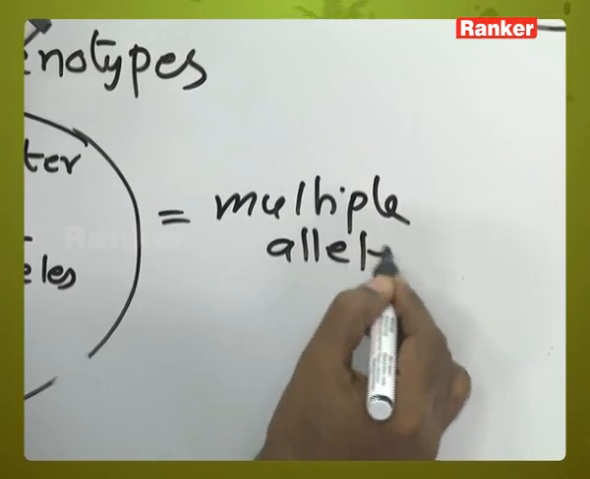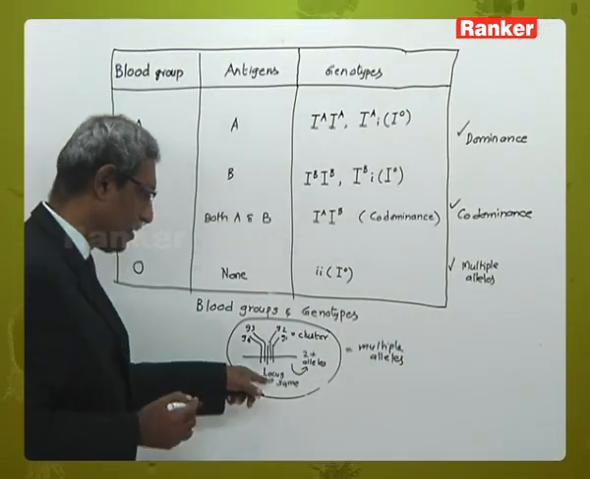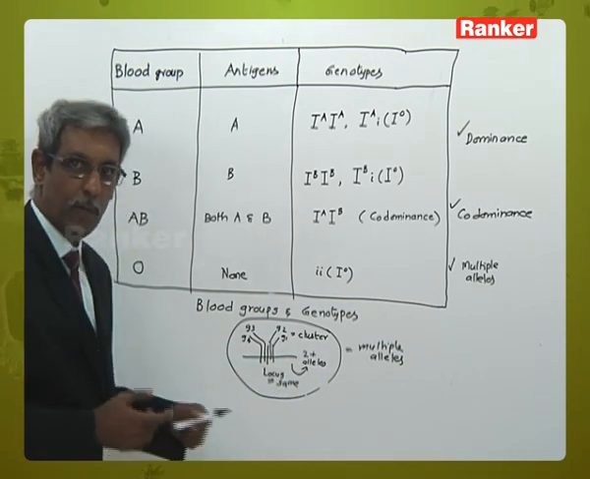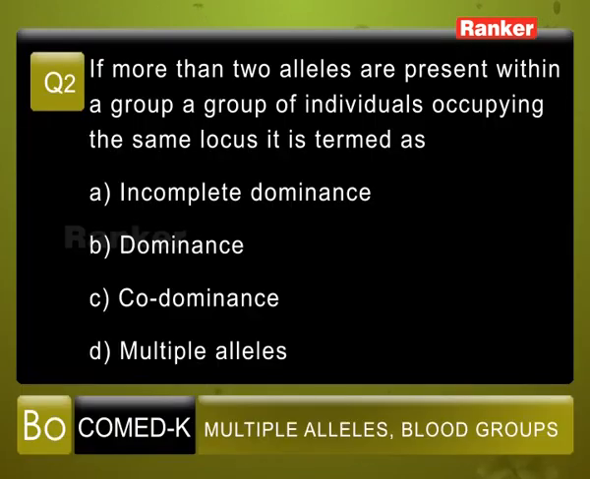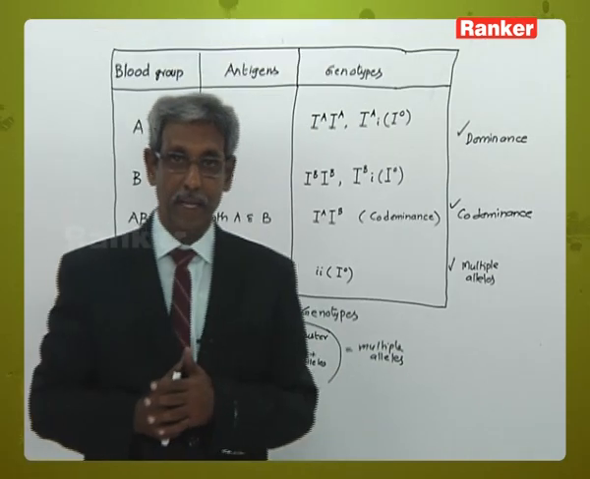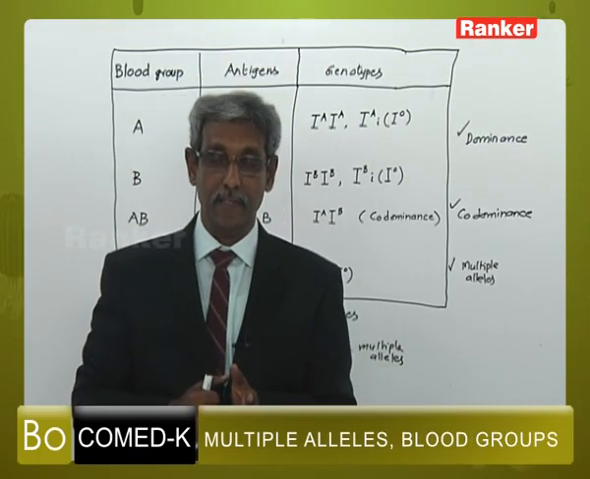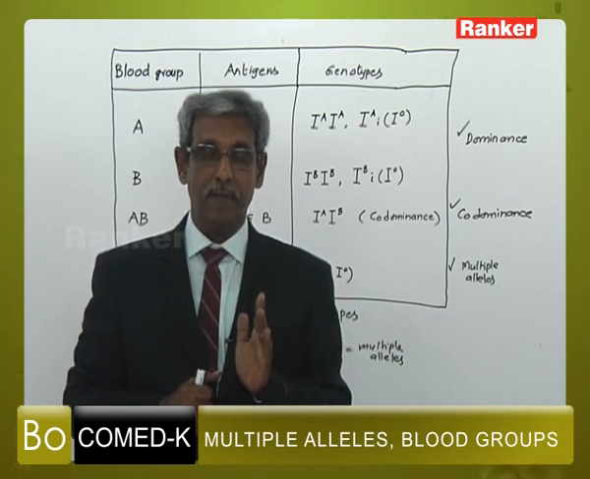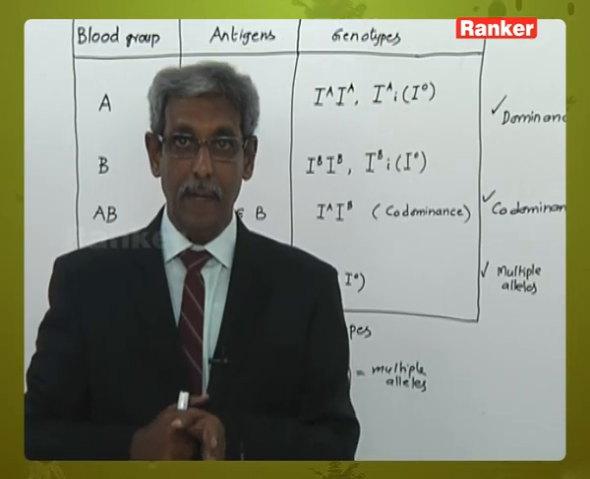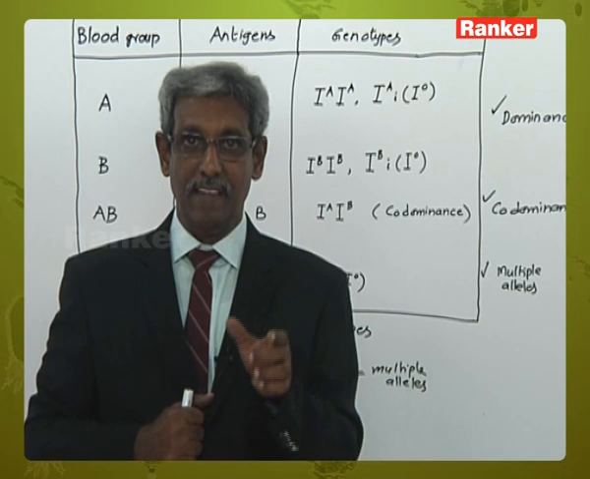So multiple alleles is based on the number of alleles which occupy the same position. In the objective, we find that the choices are incomplete dominance, which you read about in the last class, wherein a particular character is not expressed completely. Then dominance, which is the expression of one morphological trait, like only red or wrinkled. Then codominance, as you saw in the flowers. If we cross red flowers with white flowers, we get pink flowers. That is codominance.